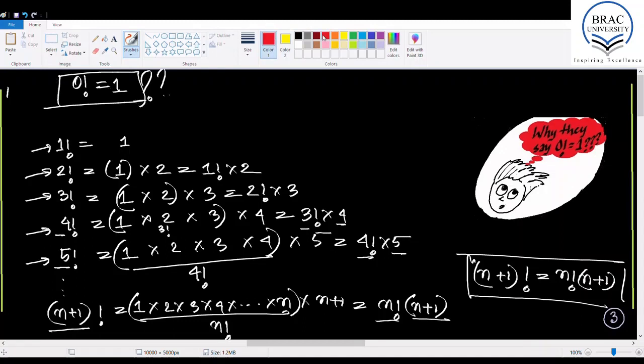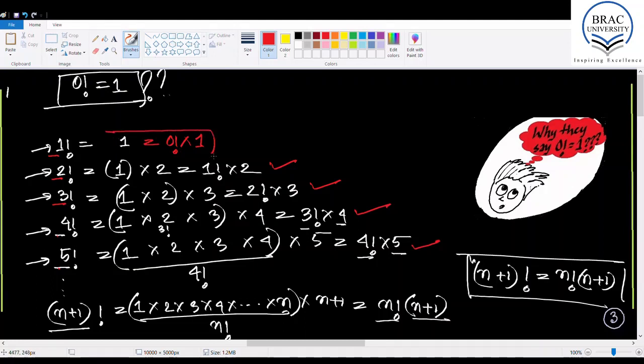How will we determine that? Since 5 factorial equals 5 into 4 factorial, 4 factorial equals 4 into 3 factorial, 3 factorial equals 3 into 2 factorial, 2 factorial equals 2 into 1 factorial, 1 factorial will be equal to 1 into 0 factorial, right?